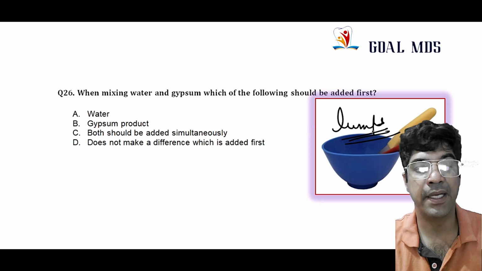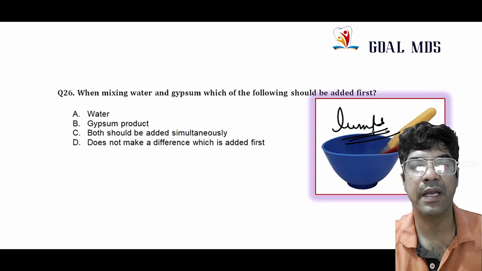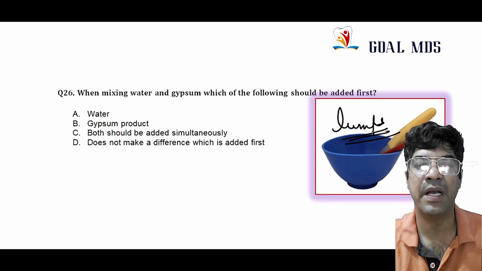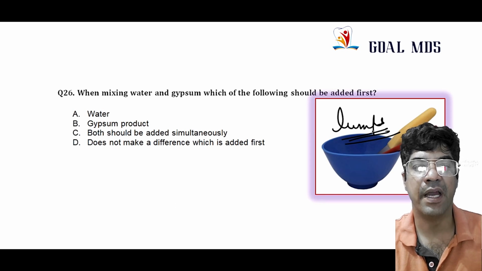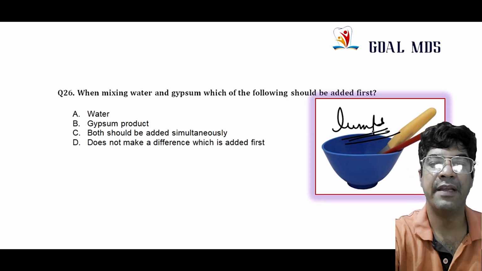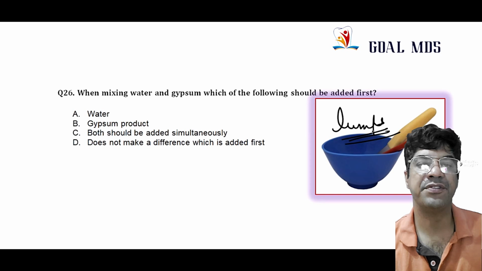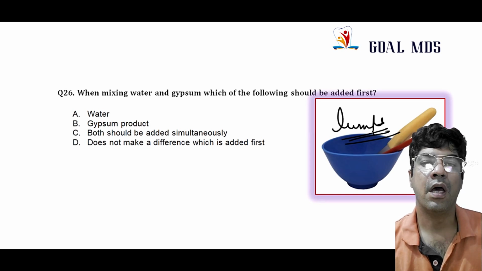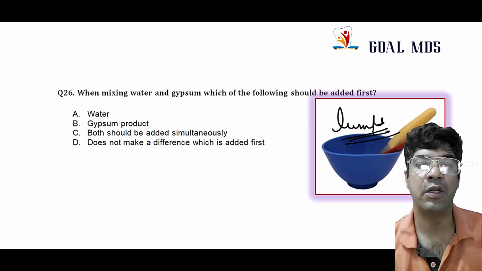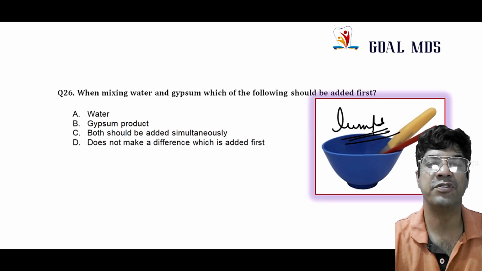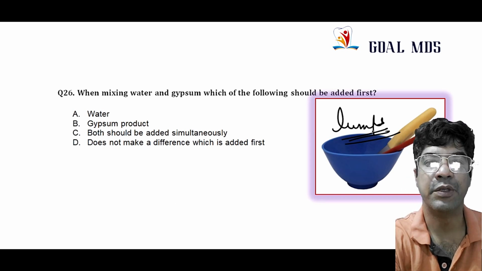The other benefit is a reduced risk of air entrapment. Adding water first minimizes the risk of trapping air bubbles in the mixture. By adding water first, you can also adjust the water to powder ratio more accurately to achieve the desired consistency for the specific dental procedure you are performing.